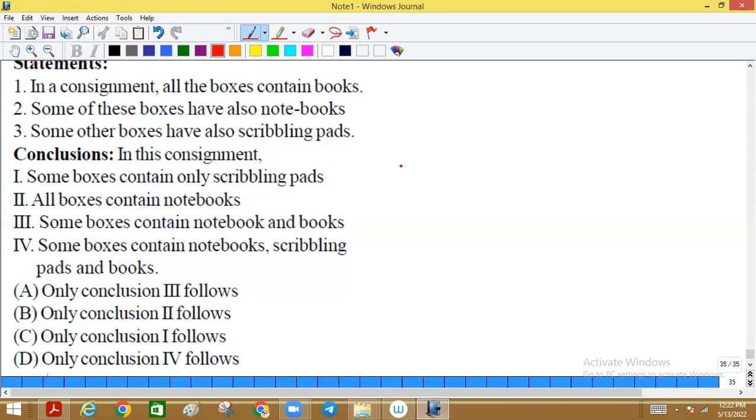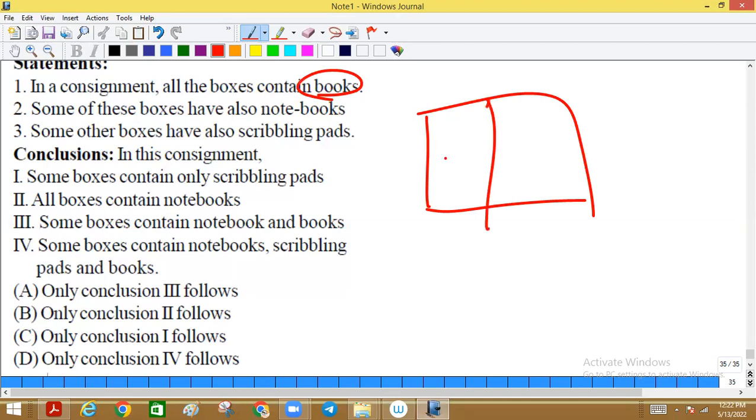Are you confused? See, all boxes contain books. For example, these are all boxes. These are the consignment. All the consignment has what? Books, no. Now it's saying that some of these boxes have notebooks. Some other boxes means apart from these notebooks, they have scribbling pads. So this is the question. Come to the answer. Some boxes contain only scribbling pads. Is there something like 'only'? No, because all boxes contain books. How can 'only' then be possible? So wrong. All boxes contain notebooks. No, some of these boxes have notebooks. Notebooks are only in some. So again, wrong.